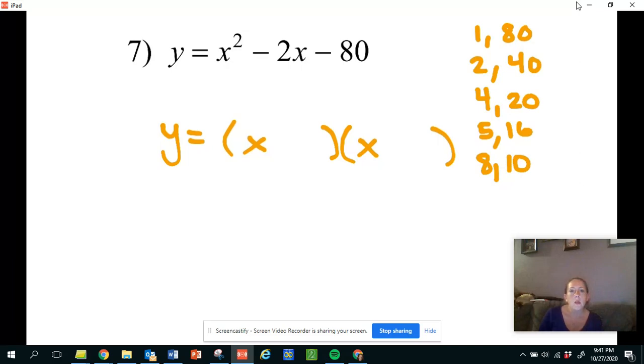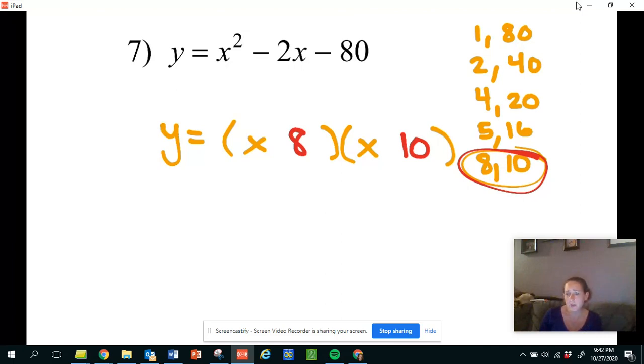Okay. So since the 80 is negative, I'm going to be subtracting. So you have to figure out which one of these subtracts to give you 2. If you subtract these, you get 79. These you would get 38. These you would get 16. These you would get 9. Boom. Those would give me 2. Awesome. So it's 8 and 10.